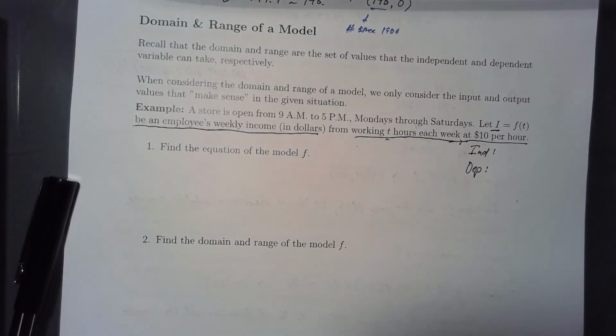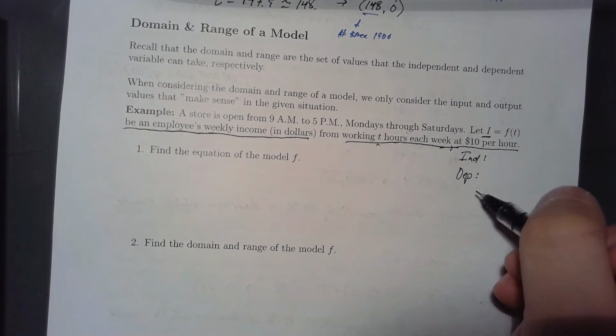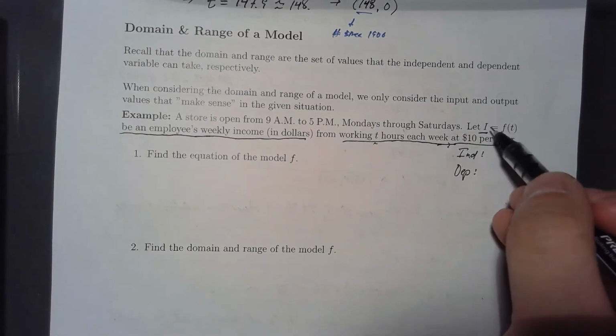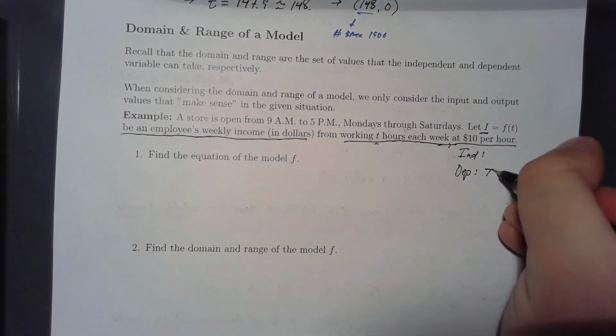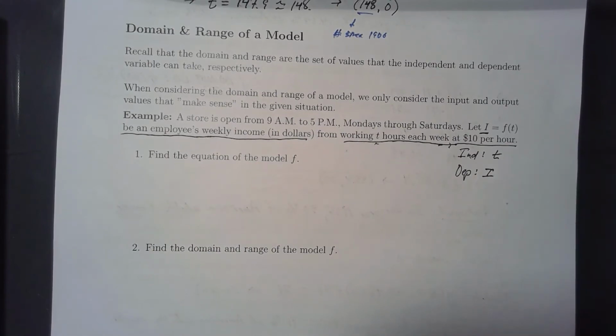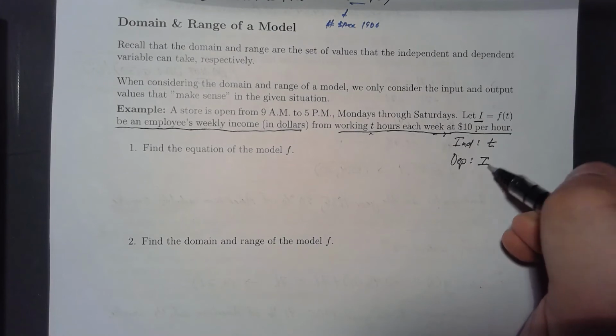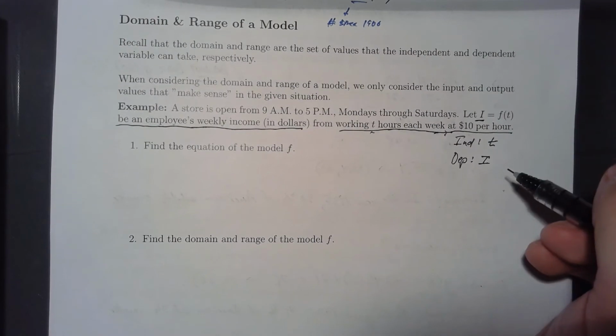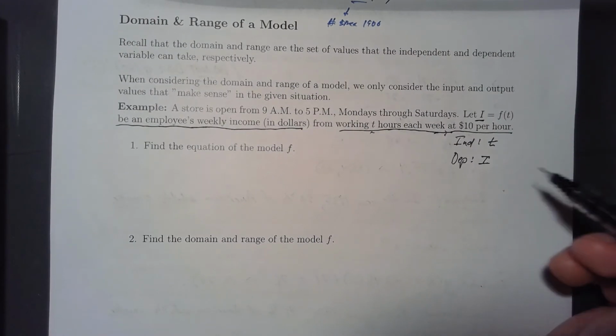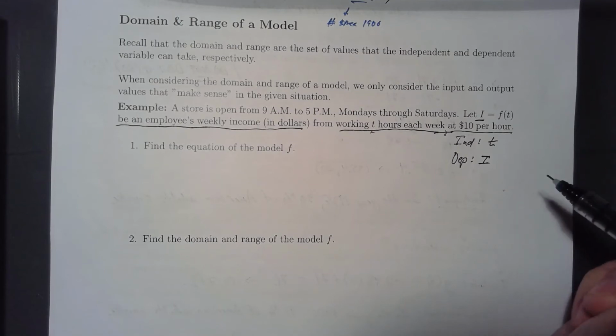So my dependent variable is income, right? That's what I is, income. Your income depends on how much you work, right? The more hours you work, the more you're going to make. Your income depends on how long you work. If you have a job and you're paid hourly, then you know exactly what I'm talking about.